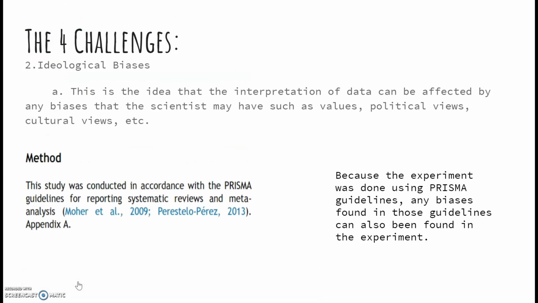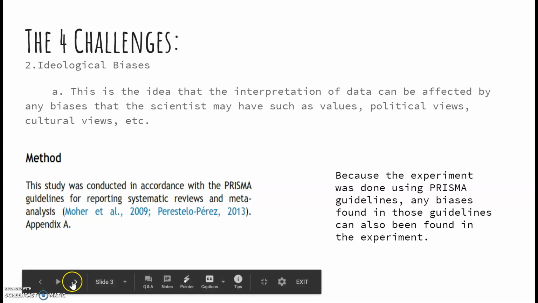The second type of challenge described in Nagel's article is called ideological biases. Ideological biases can be described as the idea that data can be affected by any societal biases a scientist may have. For the article I chose, a potential bias could be that the study was done under the PRISMA guidelines. If those guidelines were made with any sort of biases, then the whole experiment would have those biases. Nagel used the scientific method in an attempt to avoid biases from the outside world.